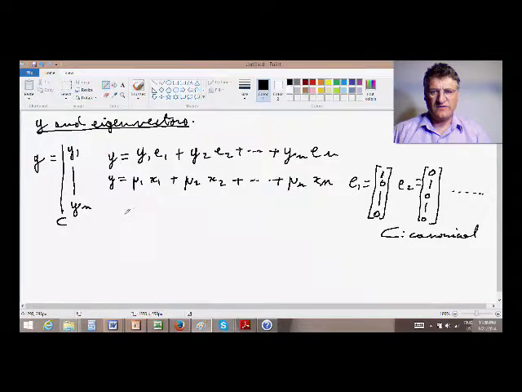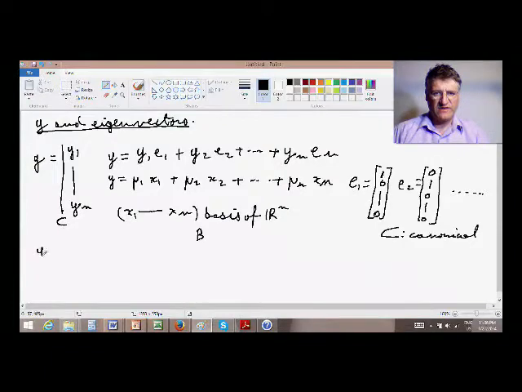Okay, and the reason for that is that x1 through xn is, from linear algebra results, a basis of Rn, just like e1 through en is a basis of Rn. However, because this one is different, we call it B. And so, in that basis, we write that the vector y is, in shorthand, mu1 through mu n. Okay, and that is in the basis B.